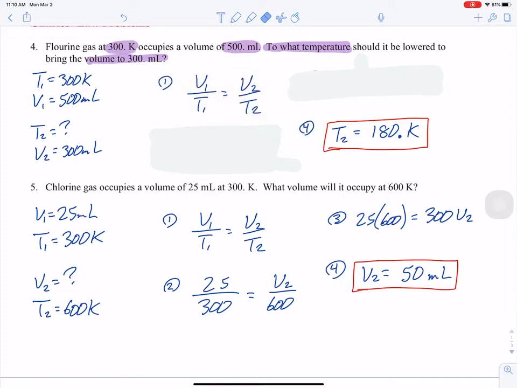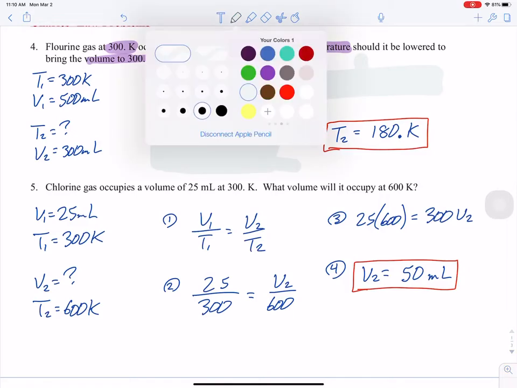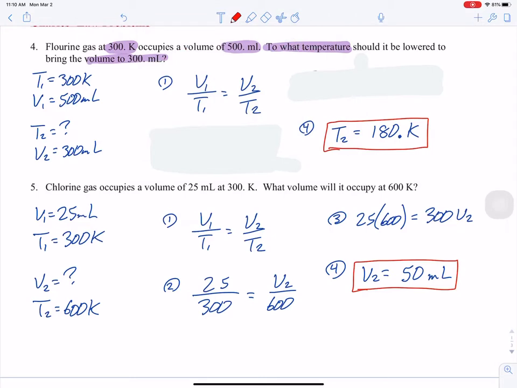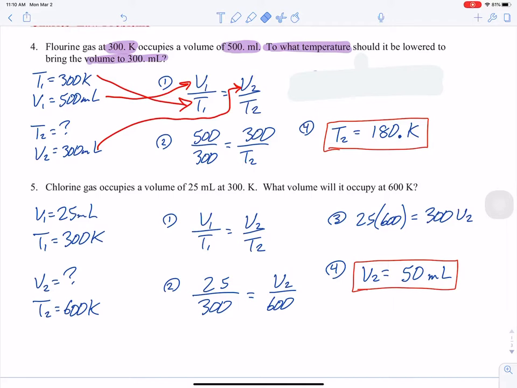I've got volumes and temperatures, so I'm using Charles's law. Sorry about that bell there. Now I'm going to plug in my numbers. So I'm going to look at it and say, this is T1 and this is V1, so I'm going to plug those into the equation. This is V2, so I'm going to plug it into the equation.